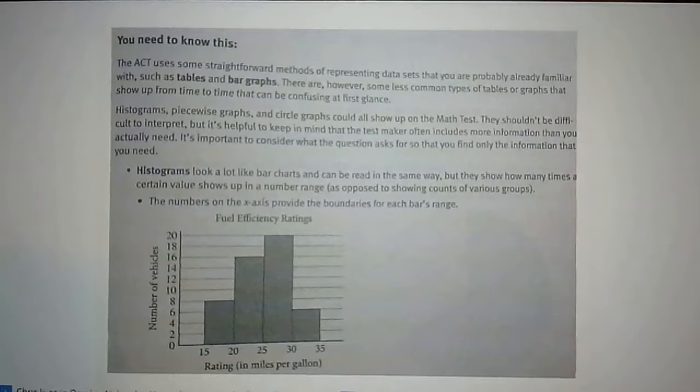So the ACT uses different methods of representing data. Again, some that you're already familiar with, such as tables and bar graphs. However, some can show up that you probably haven't seen, or it's been a long time, or you've seen very few times in your life, such as histograms, piecewise graphs, and circle graphs. They're not really difficult to interpret, but it's helpful to keep in mind that the test maker often includes more information than you actually need.